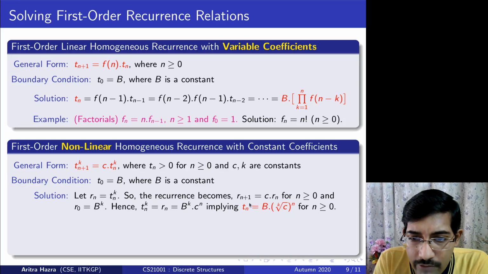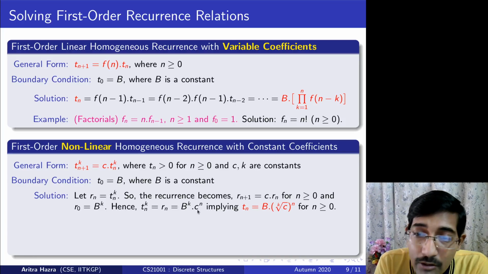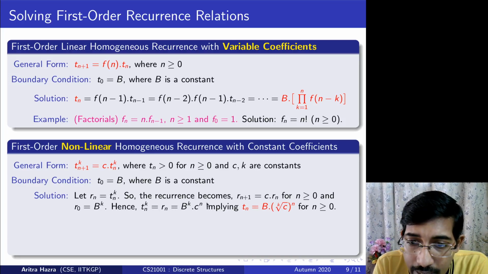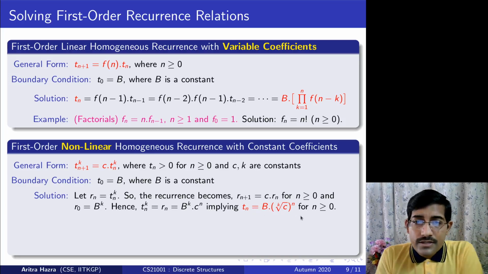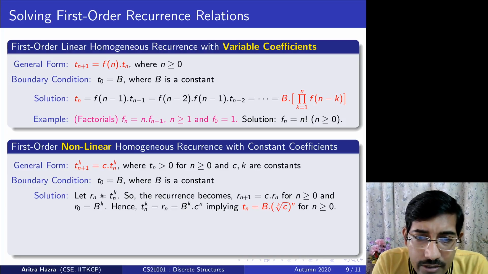So now if I solve this recurrence, it will be Rn equal to R0 into c to the power n, that is b to the power k into c to the power n, as per our previous slide formula. Now this Rn I have assumed as Tn to the power k, so I have to take the kth root of everything, so the final answer is this. See, what I have done here is that I just took a linear function to replace the nonlinearity, or to eliminate the nonlinearity.